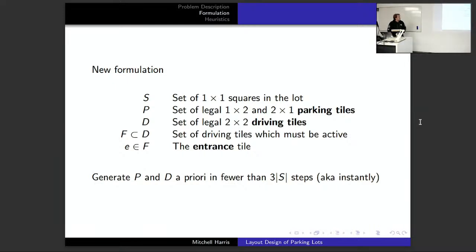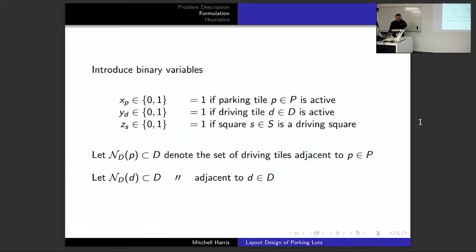F is just going to represent the driving tiles that have to be active. In our example, that's just that strip down the side. We're also going to denote the entrance tile by E. And then we're going to introduce some binary variables. So here, for each parking tile, we're going to have an X variable, which is going to be 1 if and only if that park is active. And for each driving tile, we're also going to have a Y variable, which is 1 if and only if that driving square is active.